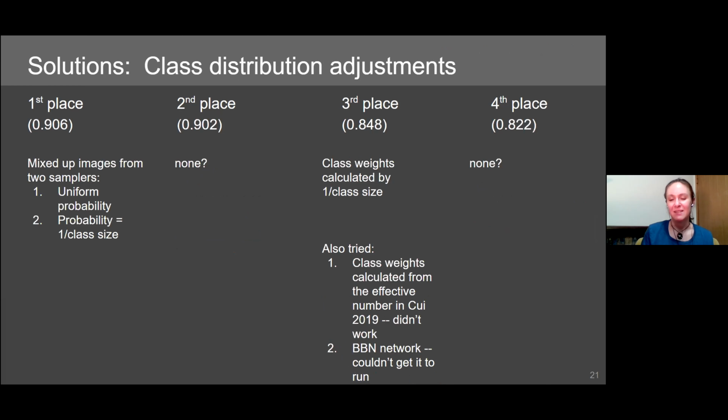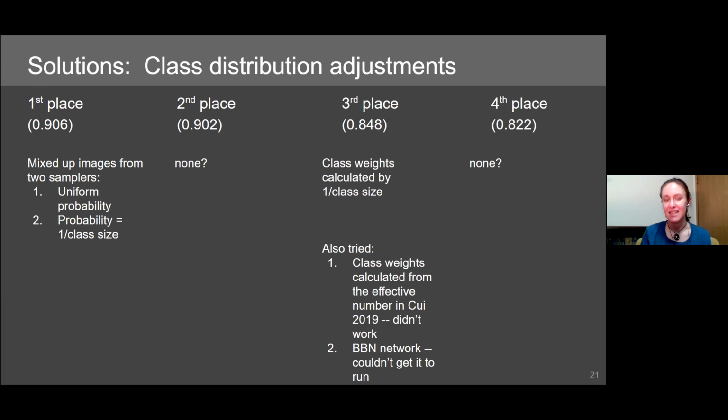So that long-tailed species distribution or class distribution, where some species were represented a lot and some weren't, often you will account for that by resampling the training set. And so the first place and the third place teams did that. Both of them had some sort of sampling based on the inverse of how common the class was. And then the first place team added a uniform sampling set and then mixed those two sets together. The second place and fourth place teams didn't say anything about adjusting for class distribution.